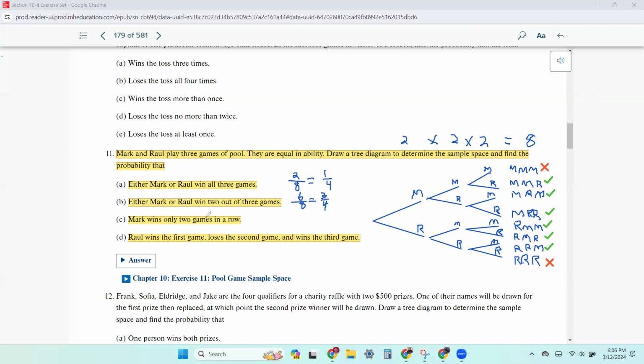Okay. So now Mark wins only two games in a row. Only two. Meaning that we can't use the one up at the top.